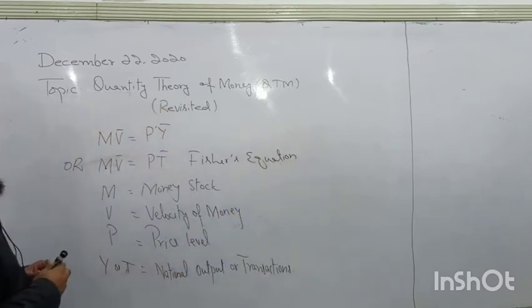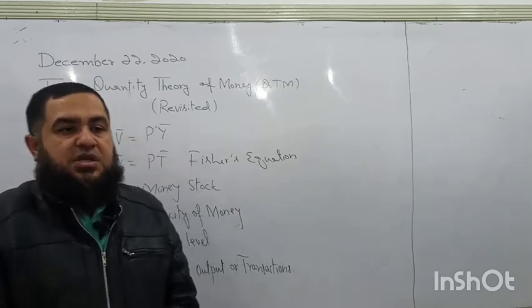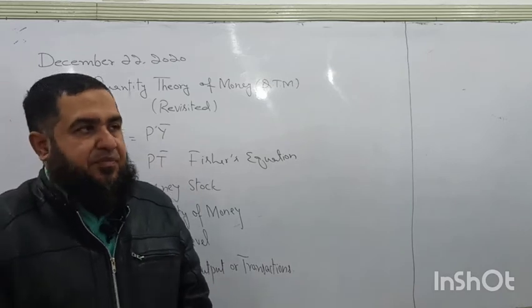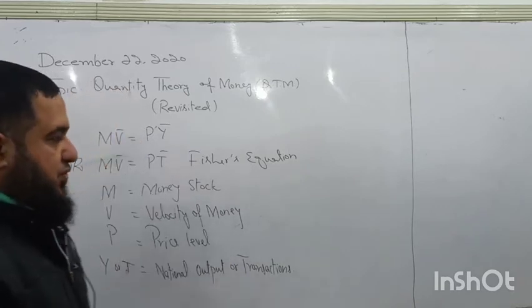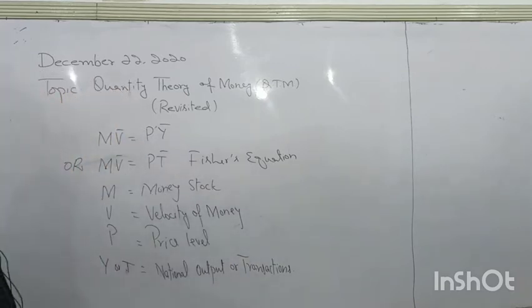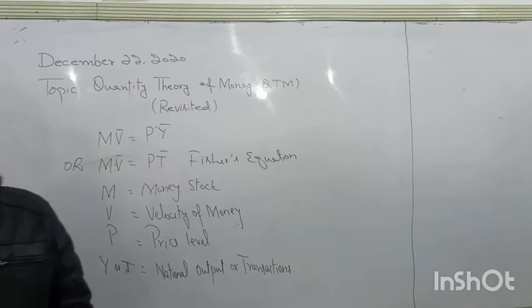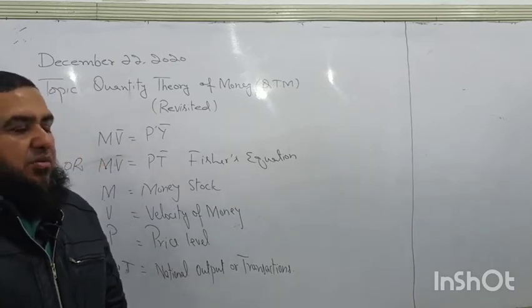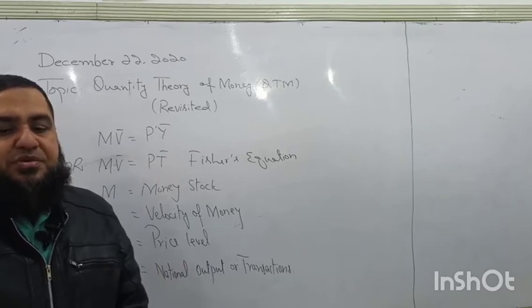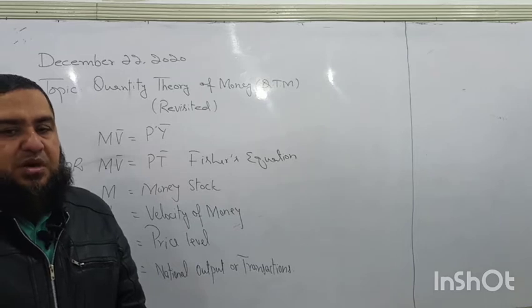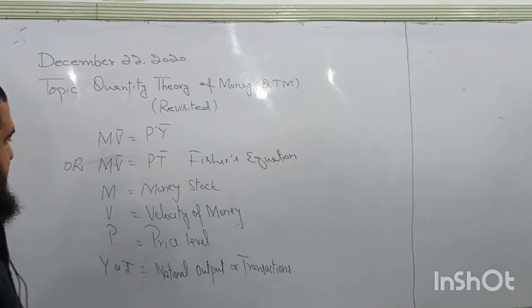So we see M means money stock. This is the currency notes which are in circulation, which are printed by the central bank of a country. So these are the currency notes and coins in circulation. Whereas V stands for velocity of money. And what is velocity of money? That is how many times a currency note changes hands to buy the whole output produced in the economy. This is what we talk about, the velocity of money. And P stands for price level, Y or T, national output or transactions.